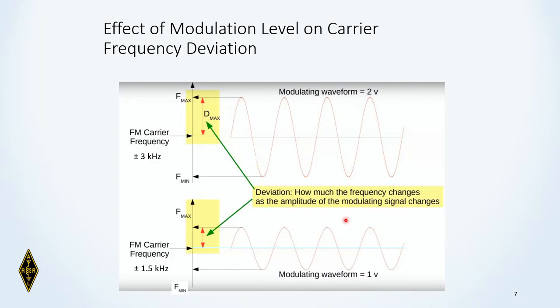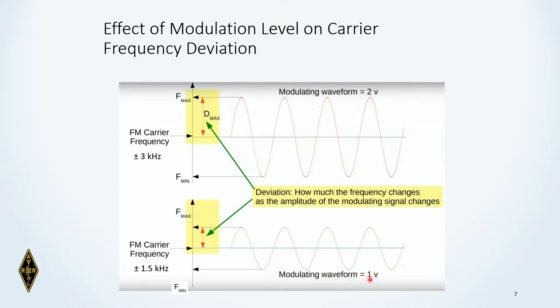This gets into a little bit more detail. This was from Kassler, and we're showing down here a modulating waveform of 1 volt. What that means is we're putting a 1 volt signal into our transmitter microphone input. And in this case, 1 volt will generate a deviation of plus or minus 1.5 kilohertz. So we're well below limiting. If the transceiver limits us to a maximum of 5 kilohertz plus or minus, we're well below that here.